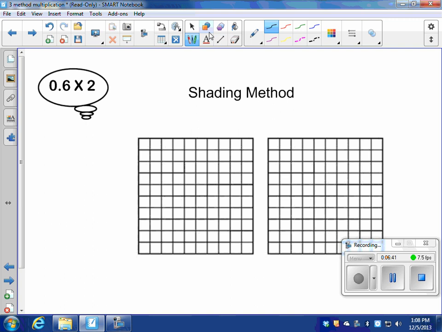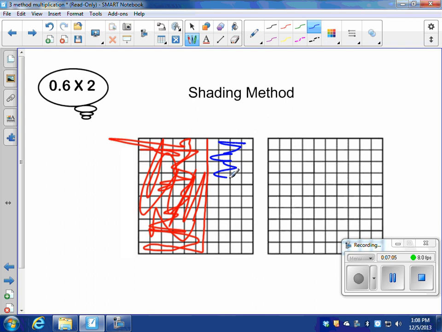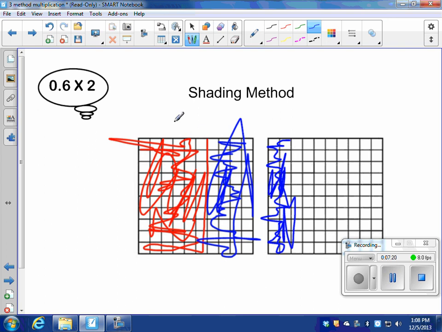And then lastly, the shading method. I would shade in 6/10. 1, 2, 3, 4, 5, 6. So I'm going to shade in all of that. Good enough. And then I'm going to shade in these 4. And then 2/10 more. I am terrible at this. So anyway, you can see you'd have one whole shaded in and then 2/10 more.